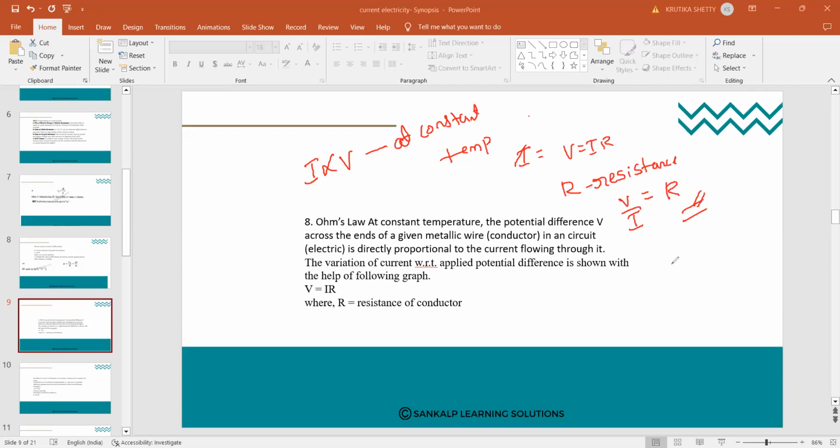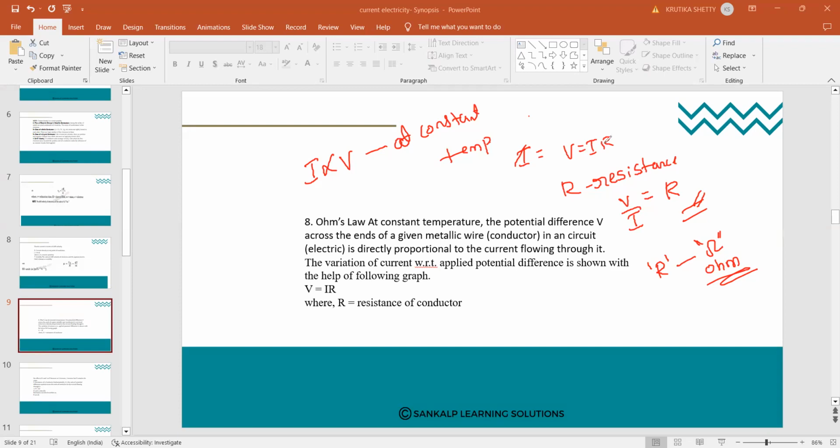Then what is the unit of this resistance? With respect to the scientist, the unit is named here. The unit of resistance is given by ohm. In maths, you can denote the symbol as omega. So this is regarding Ohm's law.